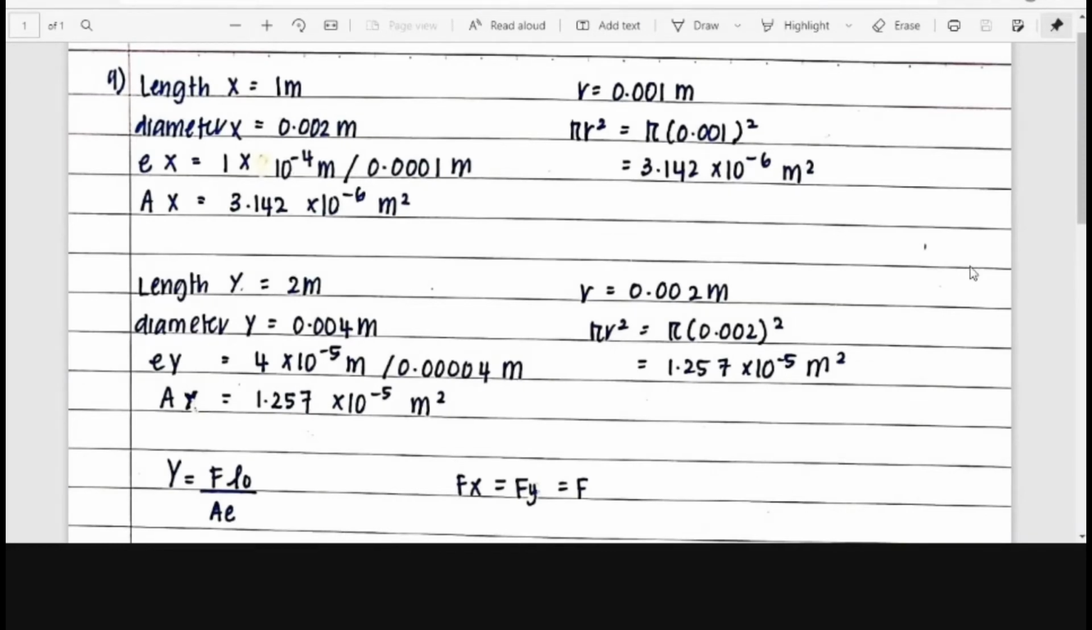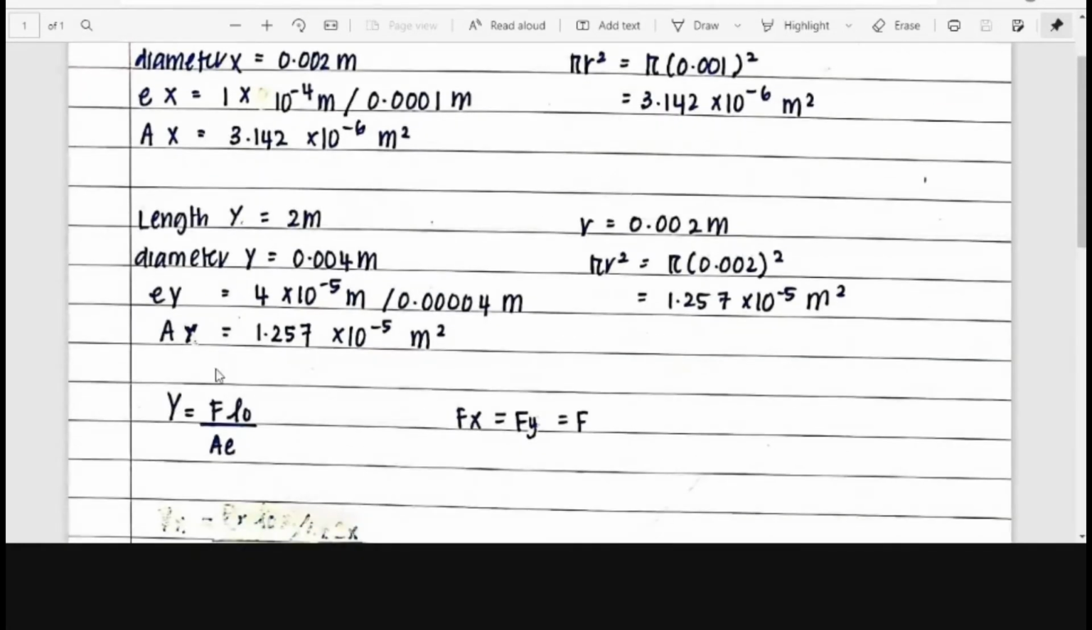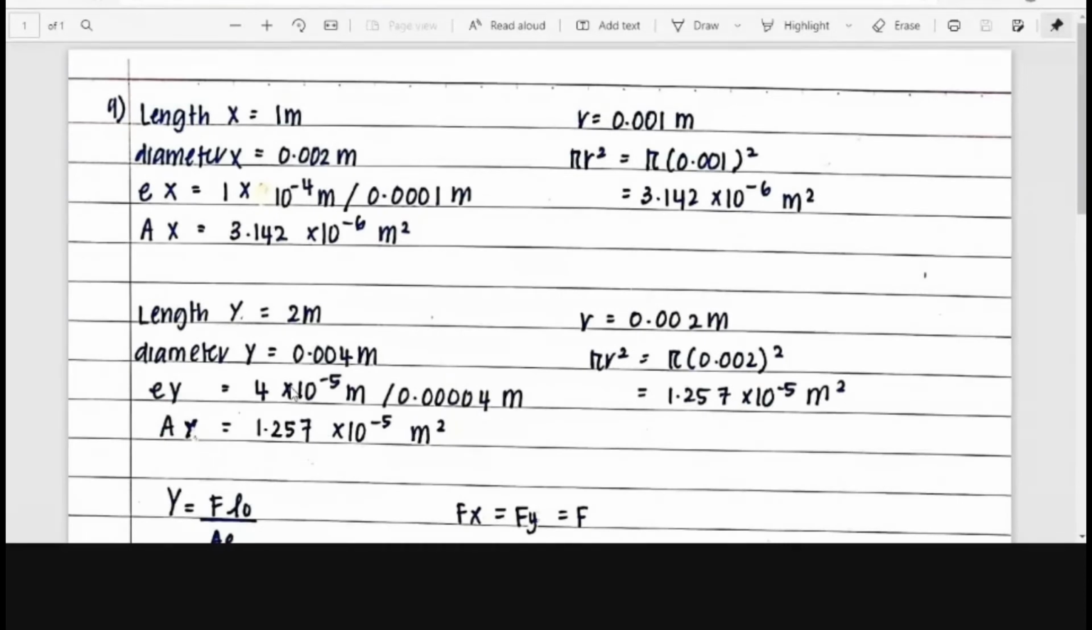Okay, mula-mula saya tukar semua info yang dia bagi tu dalam meter, dalam SI unit. Yang belah kiri tu untuk wire X. Ni wire X, ni wire Y. Oh, yang atas bawah. Okay, good. Tapi kan dia bagi diameter. Kalau dalam formula kita dia suruh cari area. Jadi kita kena cari area lah. Nak cari area, kita guna pi r square.